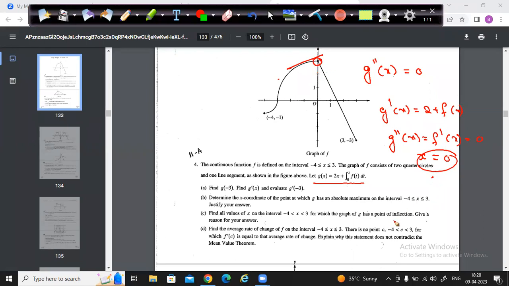So when x is equal to 0, the function will have a point of inflection because the function will change from concave up to concave down, or f'(x) is changing sign from concave up to concave down when x is equal to 0.